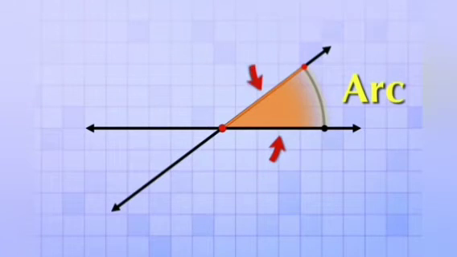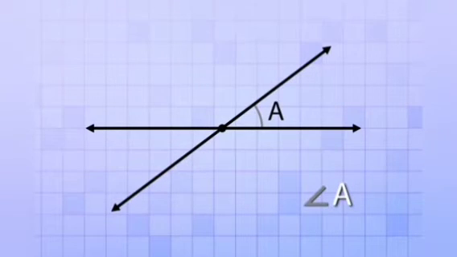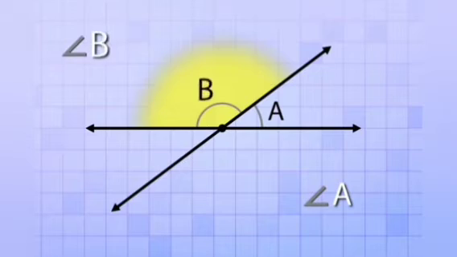Now if we shrink the arc so that it is close to the point of intersection and then put a letter by it, then we have another way of showing an angle, called angle A. If we do the same with this other space, we have angle B. Alright, answer this question before we go on.